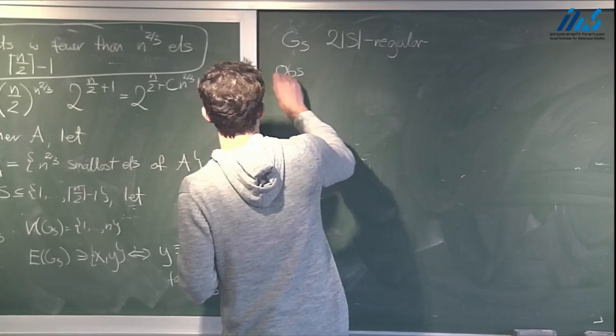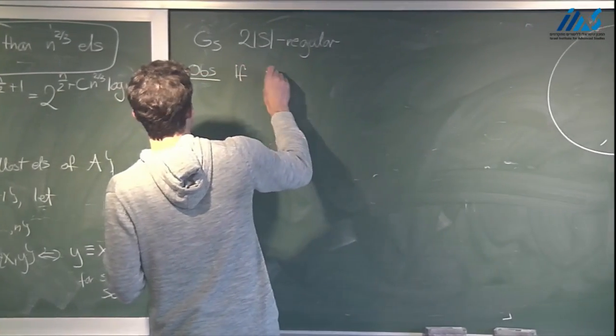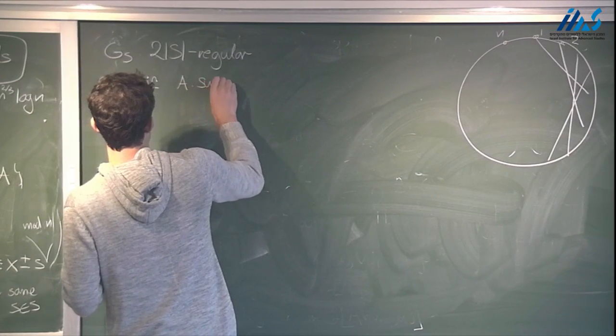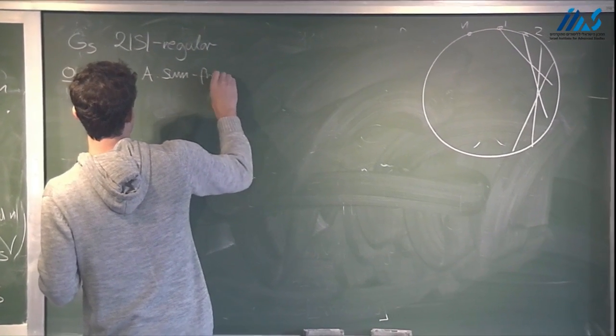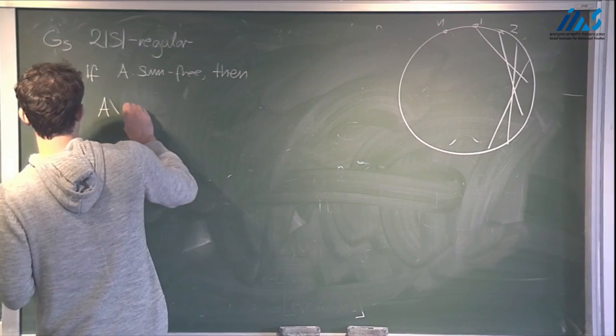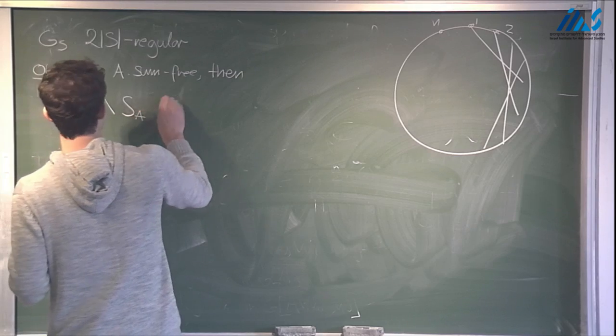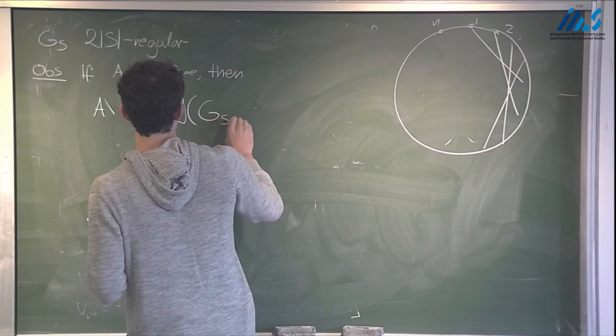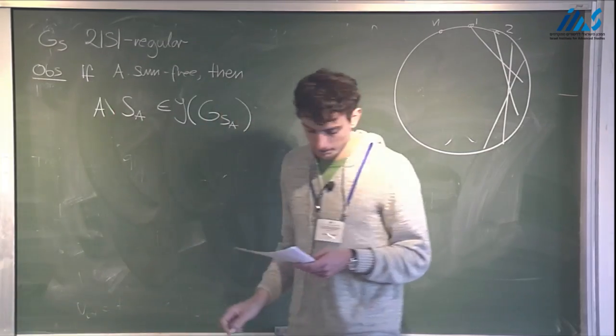But the crucial thing is this following observation: if A is sum-free, then A minus S_A is an independent set in the graph G_{S_A}.